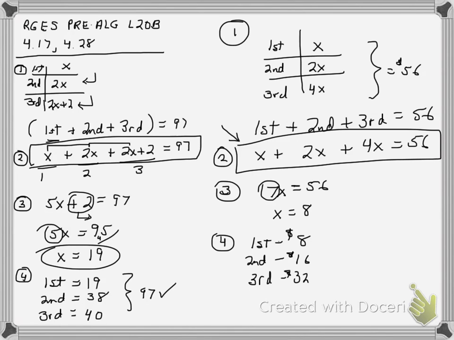Check it a little bit. It should equal 56 in all. That would be 32 plus 8 is 40, plus 16 is 56. Okay, and that's how you do it. Let's look at the next one.